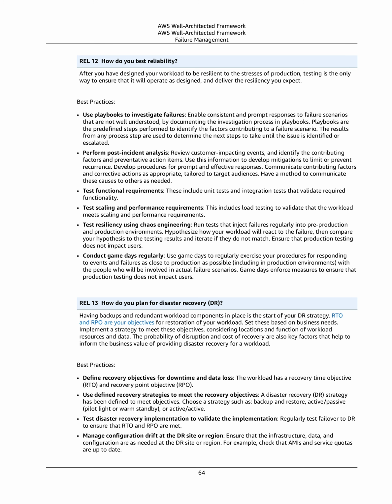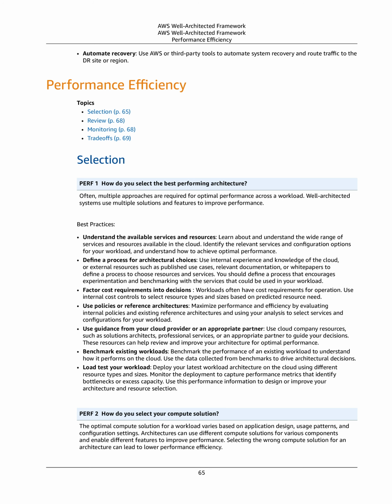Test disaster recovery implementation to validate the implementation. Regularly test failover to DR to ensure that RTO and RPO are met. Manage configuration drift at the DR site or region. Ensure that the infrastructure, data, and configuration are as needed at the DR site or region. For example, check that AMIs and service quotas are up to date. Automate recovery. Use AWS or third-party tools to automate system recovery and route traffic to the DR site or region.